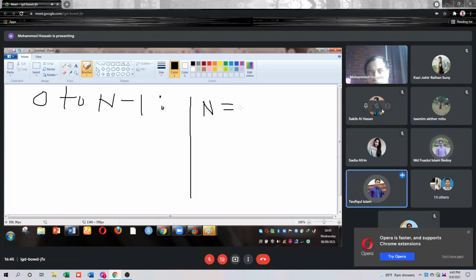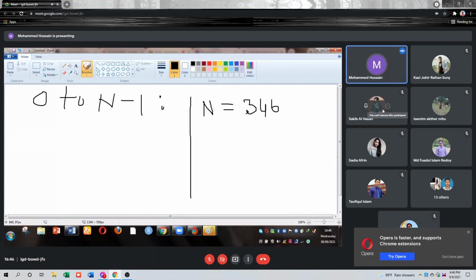Sir, 046. But you should not count 0. That means you should count another number before 0. So before 0, what is it? 346. So 346 is the last 3 digits, but there was a 0. That's why we are skipping that one. Suppose 346 is the last 3 digits. This is your population size.